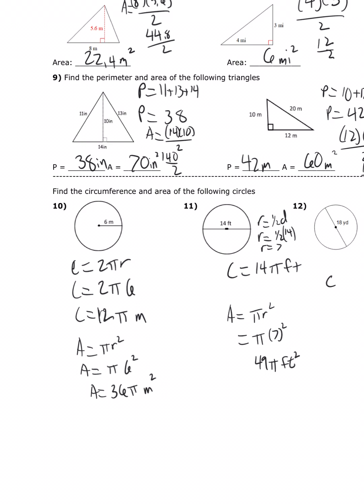Alright, so circumference with a diameter of 18 yards is going to be 18 pi yards. And then the area is going to be pi times the radius, so half of 18 is 9 squared. So it's going to be 81 pi yards squared is our area.